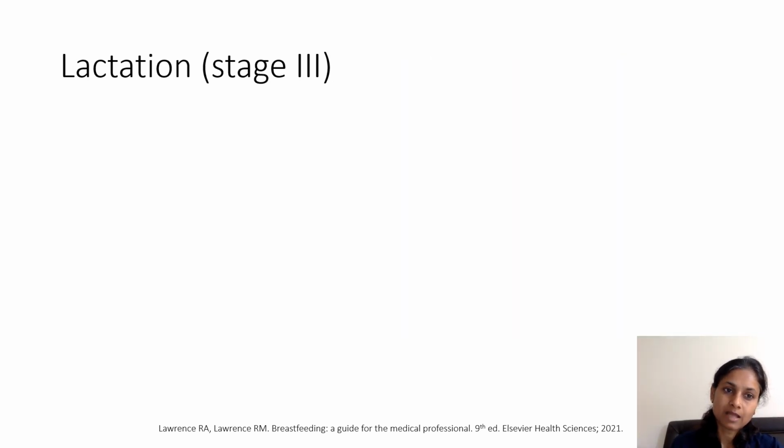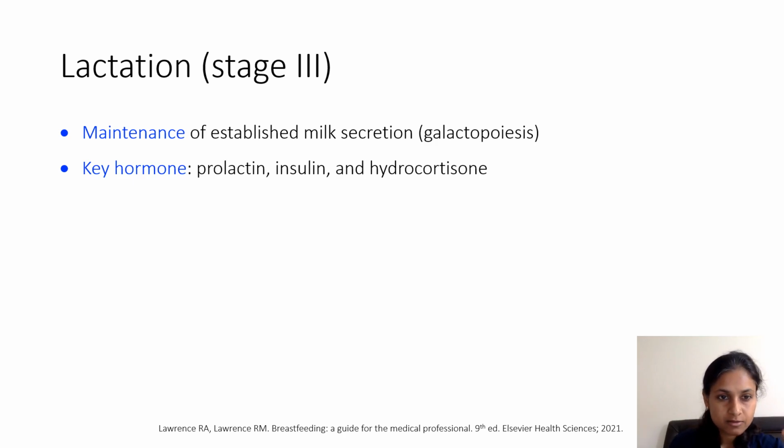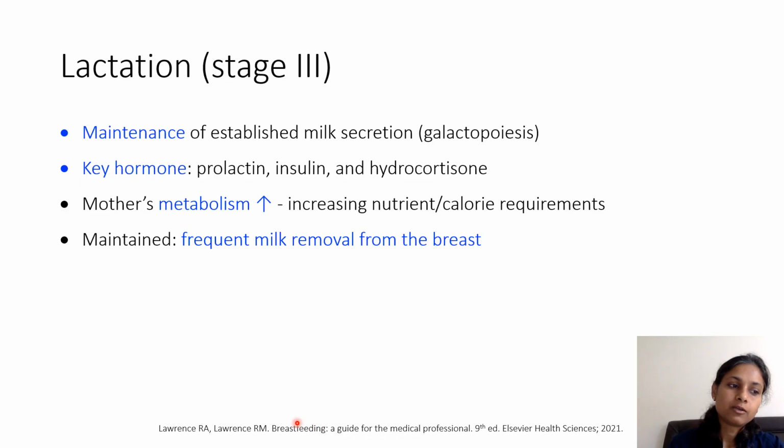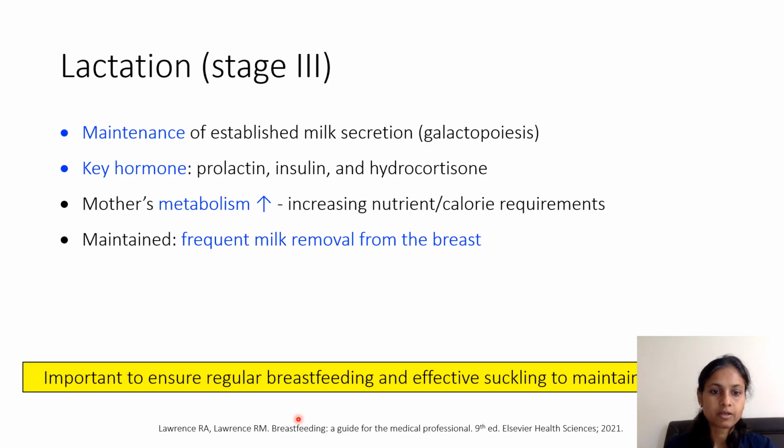Stage 3, also called lactation, is the maintenance of this established milk secretion. It's also called galactopoiesis. The key hormones here are prolactin, insulin, and hydrocortisone. Here the mother's metabolism is increasing, so there's also an increased requirement for nutrients in the mother. And this is again the stage maintained by frequent milk removal from the baby. So it's important to ensure regular breastfeeding and effective suckling to maintain stage 3 or lactation.